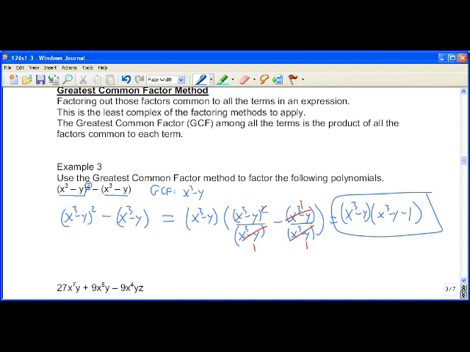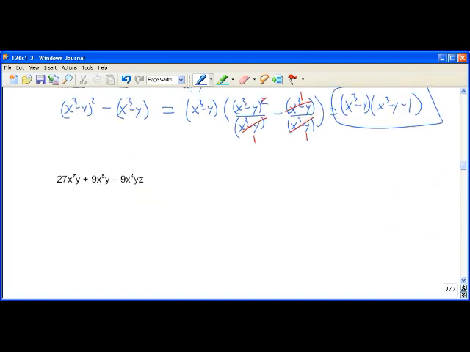I realize that's probably more than most of anything we did for greatest common factoring in 096. This next one's more like what you might have seen before. What's our greatest common factor here?